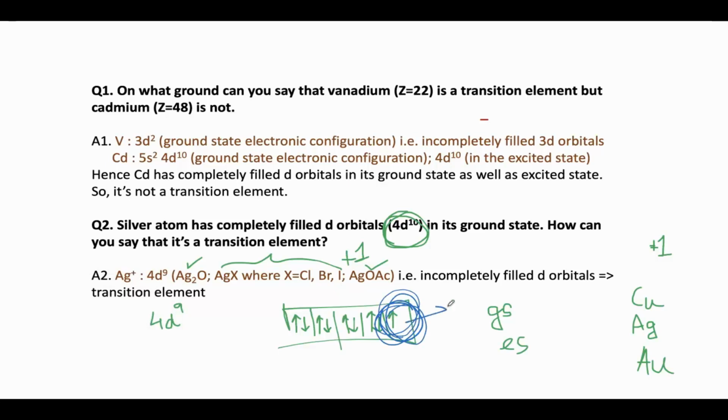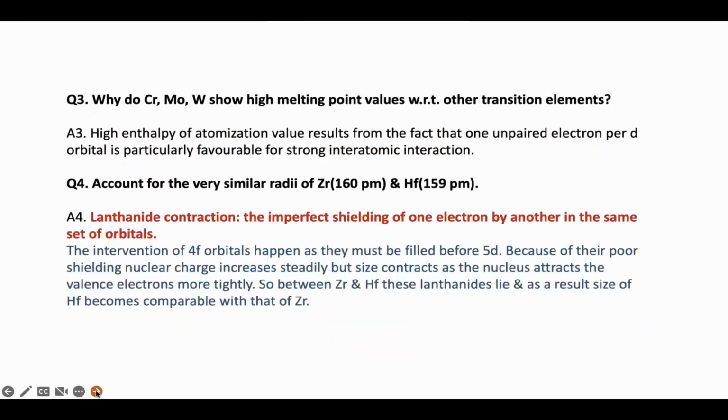This vacancy will be responsible for the transition metal character of silver. That's why silver is termed a transition element, despite the fact that in its ground state it has completely filled d orbitals. But in the excited state, there is a vacancy or incompleteness. That is why silver is termed a transition element or transition metal. Now we will come to the next question.